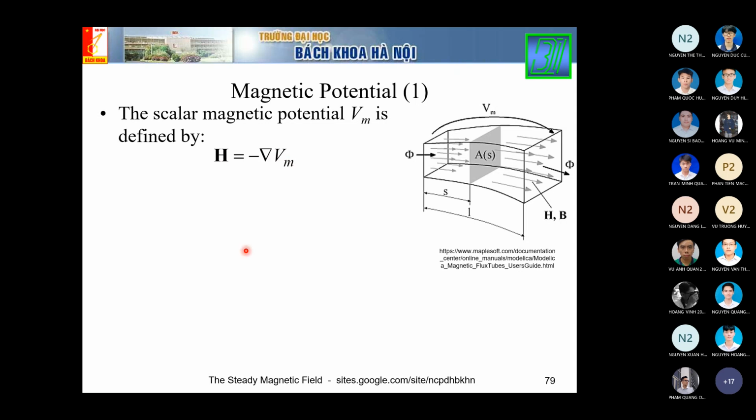Please notice that the name is potential, but Vm actually is a current. It is a current difference between 2 points, as you can see in this picture here. Let's suppose that the current here is 6 and the current here is 10 amperes. So Vm will be 4 amperes.